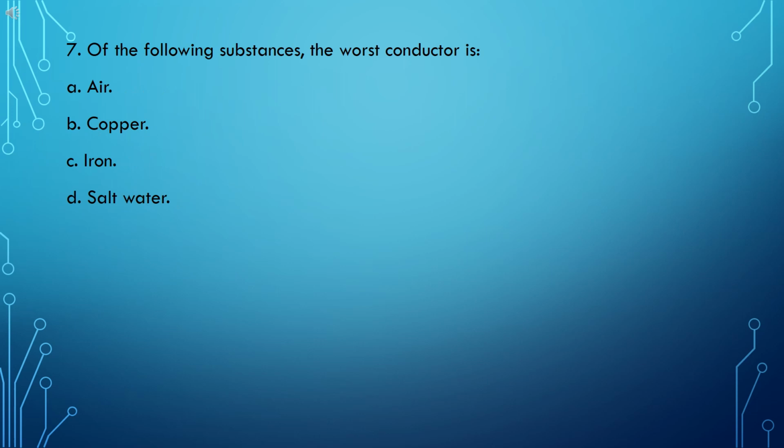Question number 7. Of the following substances, the worst conductor is: letter A, air; letter B, copper; letter C, iron; letter D, salt water. The answer is letter A, air.